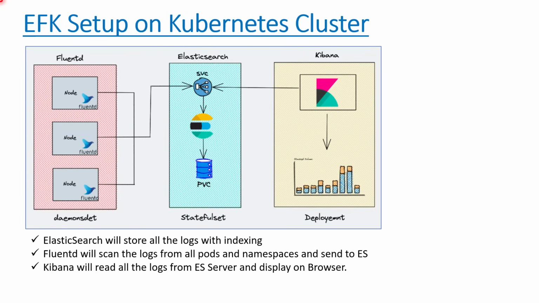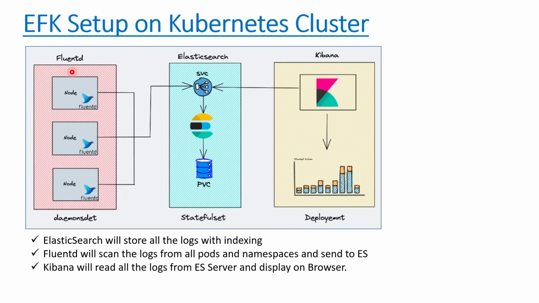And then there's another component of EFK which is called Fluentd, which is scanning all the nodes where all your applications have been installed and sending the logs from all the nodes to the ES server. So that is what Fluentd is doing. The third and final component is Kibana. Kibana is just a visualization tool just like Grafana, and it is reading all the logs from the ES server and then generating them in the browser, in the dashboards.